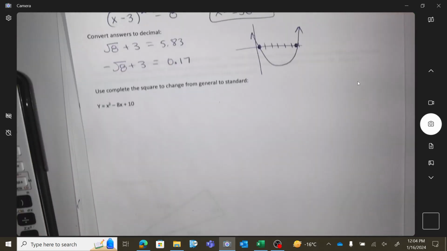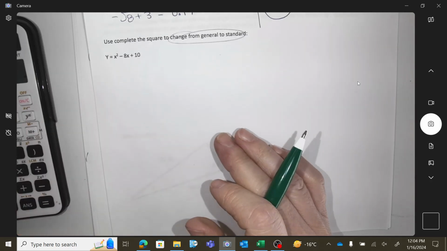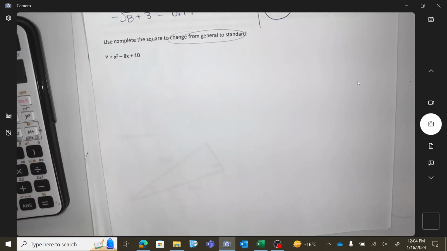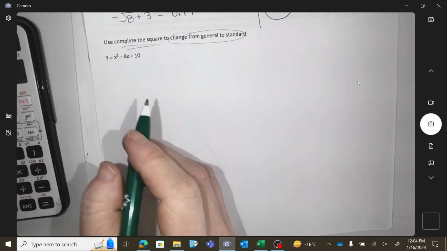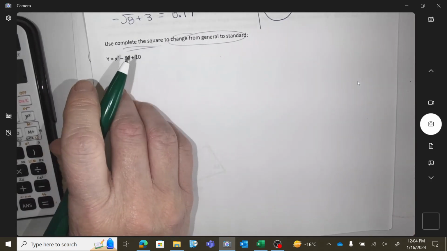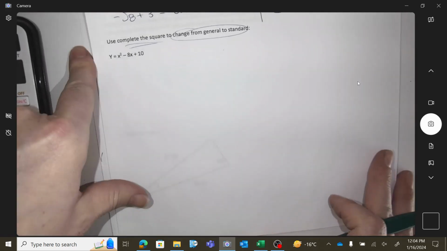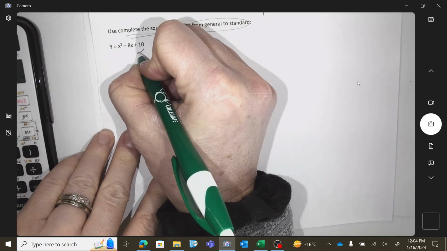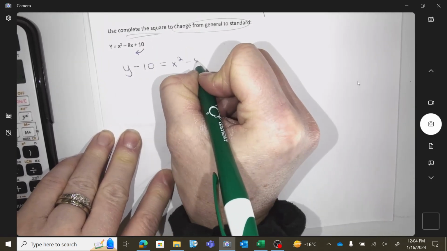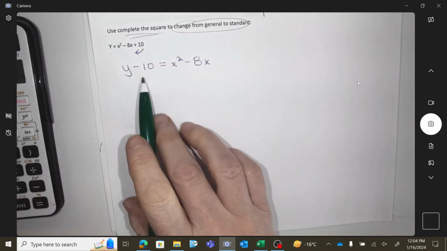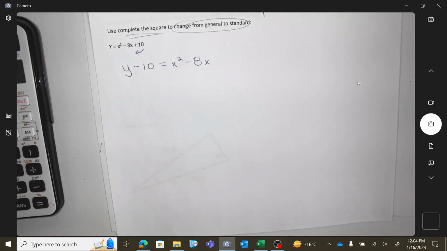Okay, and then this last one, change from general to standard. Okay, we're going to use the complete the square, the same process, except for the only difference is this time there's a y. Last time there was a 0. So there's going to be a y in here. Everything else will be the same. So the first step is get that last part of the trinomial out.